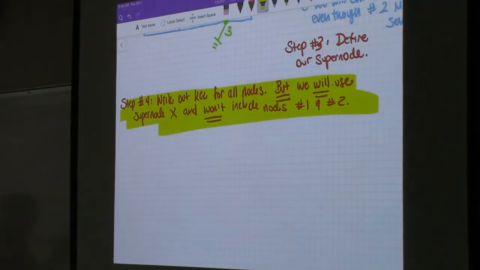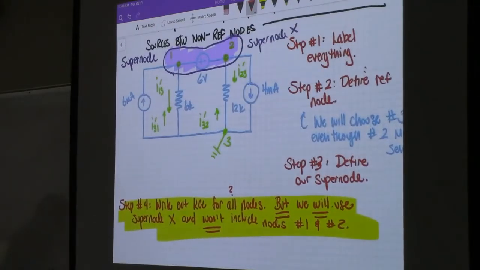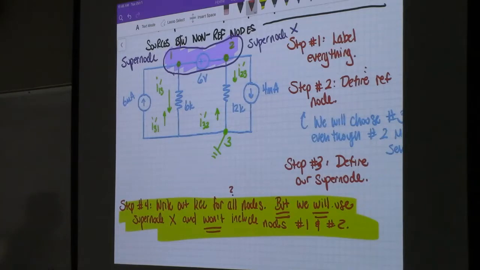We're going to write out KCL for all the nodes. I'm going to put a question mark here next to "all," because we will use supernode X, but we won't use the two nodes that are included within it. If we were doing this problem otherwise, we would have to define two KCLs, one for node number 1 and one for node number 2. We're only going to do one KCL, which is going to be for supernode X.